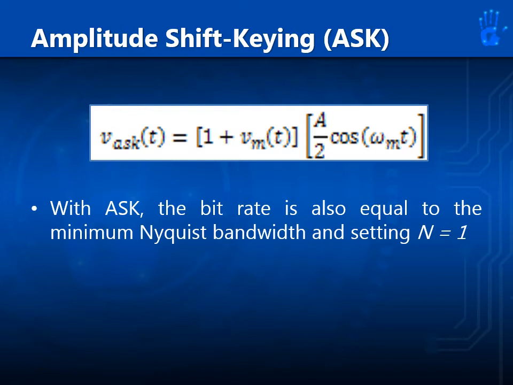Mathematically, amplitude shift keying is expressed in this equation. V sub ASK of t is the amplitude shift keying wave. Vm of t is the digital information, or the modulating signal, in volts. A over 2 is the unmodulated carrier amplitude, also in volts. And lastly, we have omega c, which is the analog carrier radian frequency. Its unit is radian per second and has the formula of 2 pi f sub c.